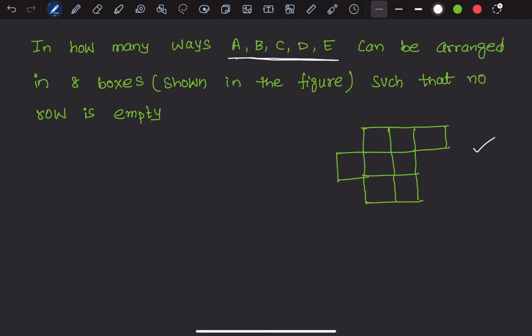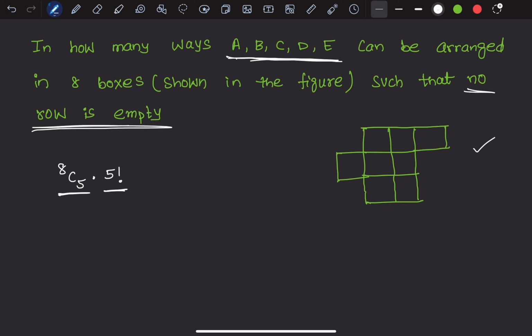So the total ways, let us say this condition, no row is empty, is not there. Then the total number of ways will be 8C5 into 5 factorial. You can select any 5 boxes in 8C5 ways and then you can permute the 5 elements that you have.